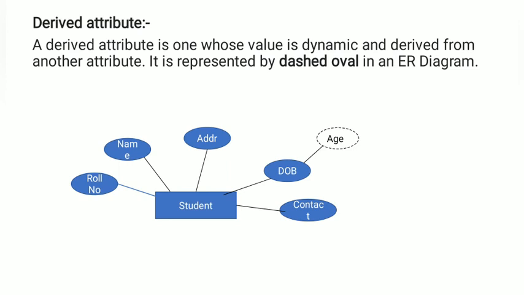Fourth one is multi-value attribute. An attribute that can hold multiple values is known as a multi-value attribute. Here contact number is a multi-value attribute and it is represented by a double oval in an ER diagram. A student having multiple phone numbers or contact numbers, that is called a multi-value attribute.